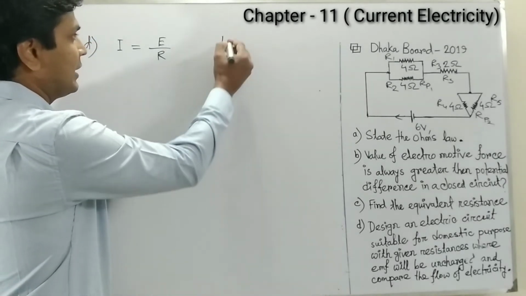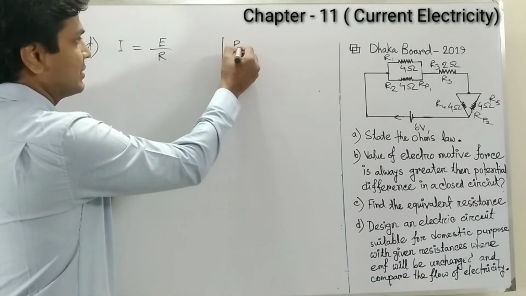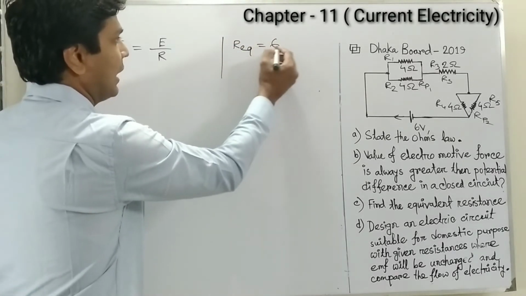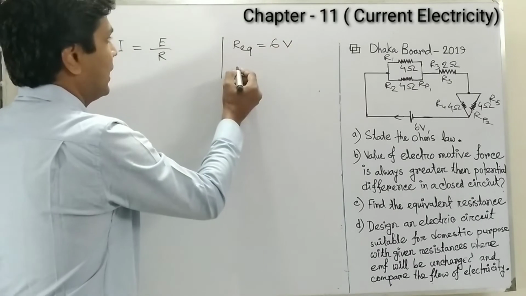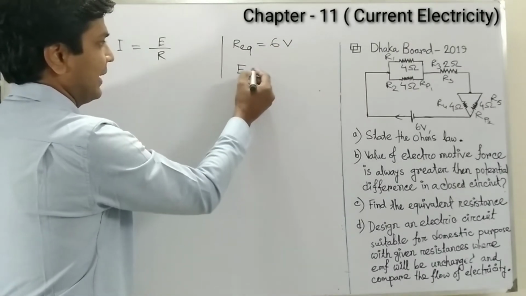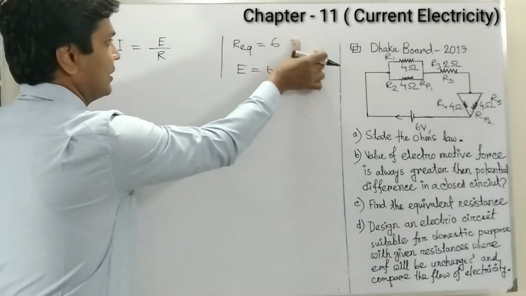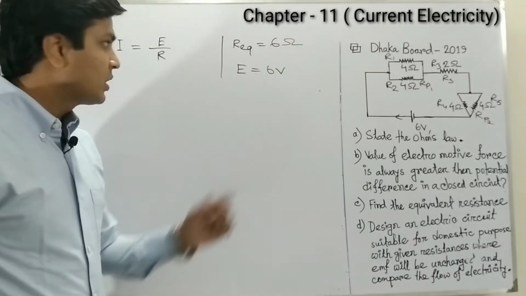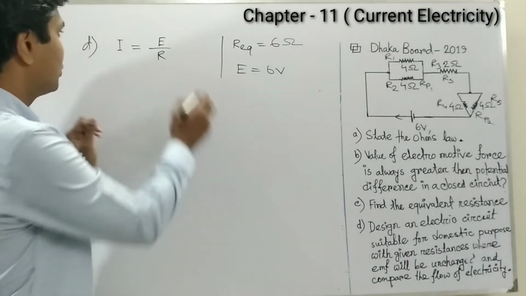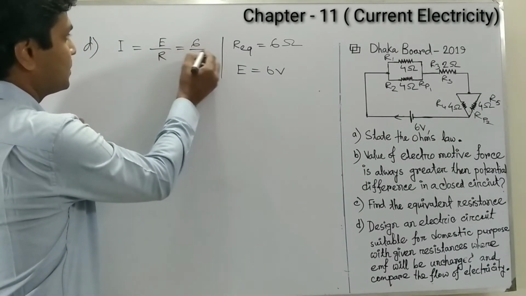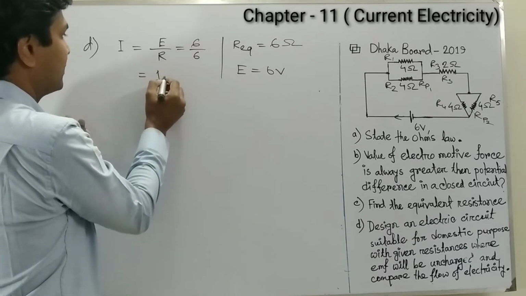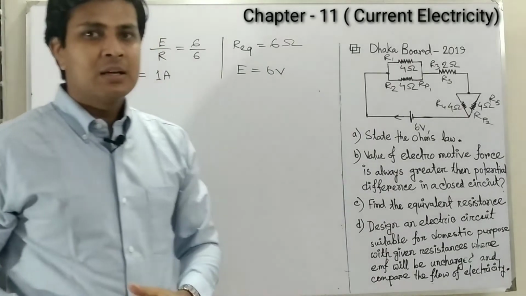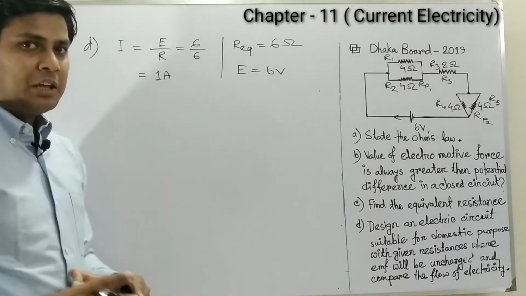And we already got the total equivalent resistance of the circuit. R equivalent is 6 ohm, and the electromotive force is 6 volt. If you put in the values, then we get 1 ampere current. So in that circuit 1 ampere current will flow.